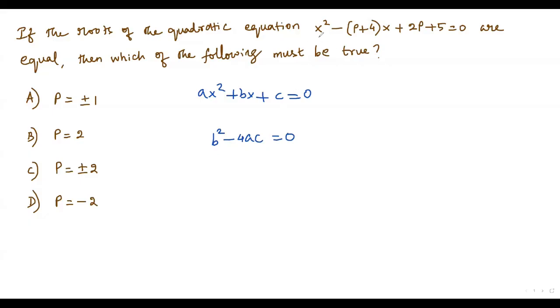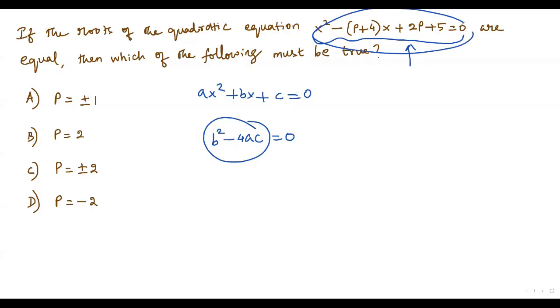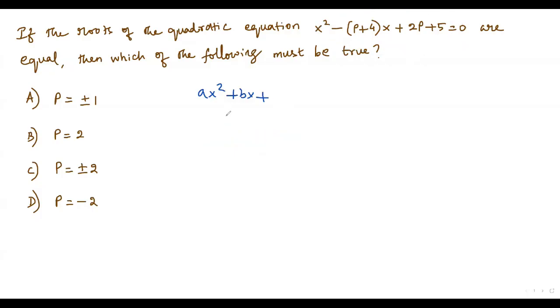The question says the two roots of this quadratic equation are equal. Since the two roots are equal, the value of the discriminant b² − 4ac for this quadratic equation is equal to 0. Now let me write the discriminant, b² − 4ac = 0. What is the value of b? b is the coefficient of x. Here the coefficient of x is −(p + 4). Let me write it, −(p + 4), and then it has to be squared.